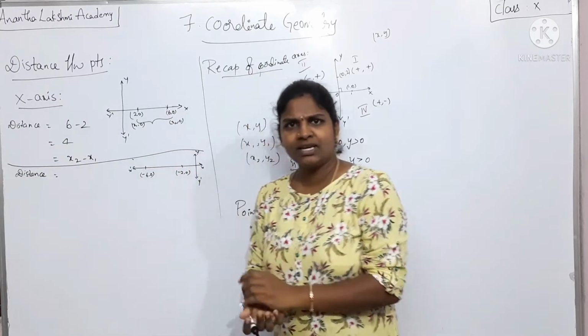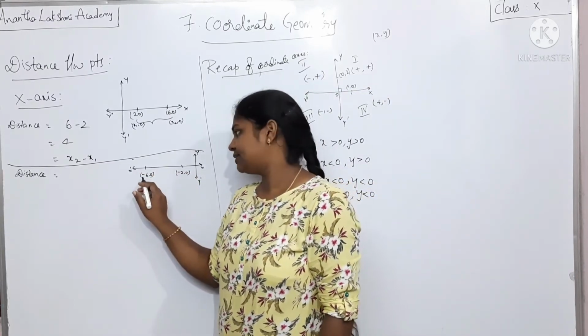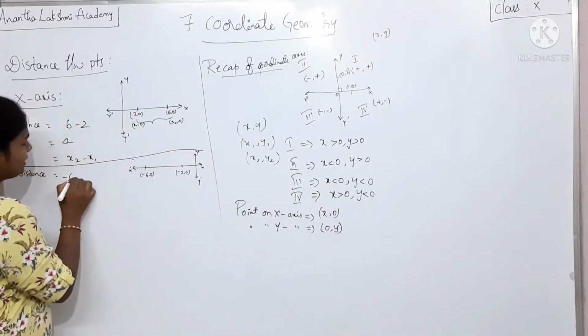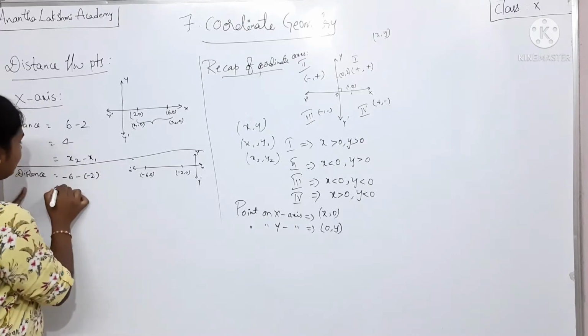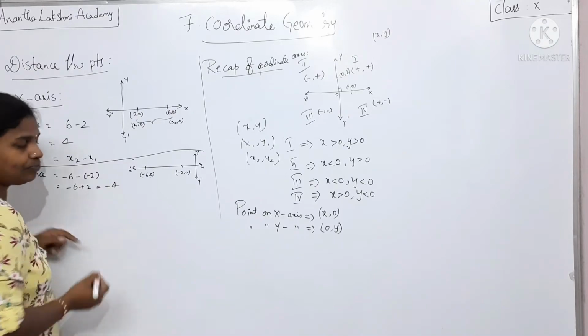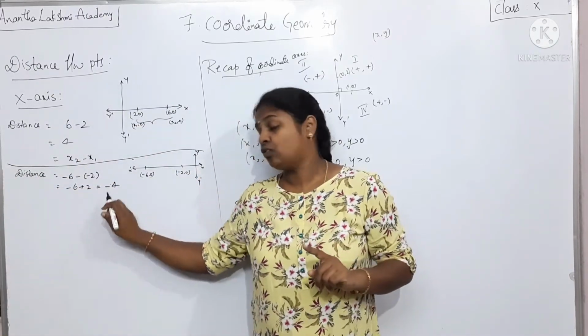Again, we will be doing the same calculation, right? This is at minus 2 and this is at minus 6. Minus 6 of, what we will be doing? Minus 6 of minus 2. Isn't it? That is how we calculate, right? Minus 6 plus 2 is equal to minus 4. What happens? The distance came out to be minus 4.